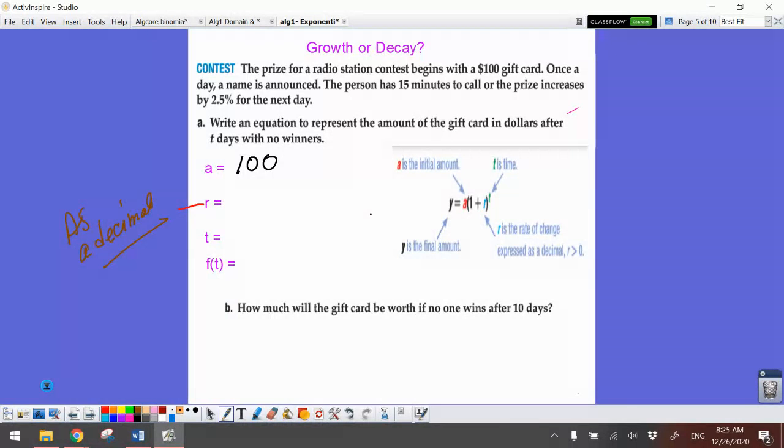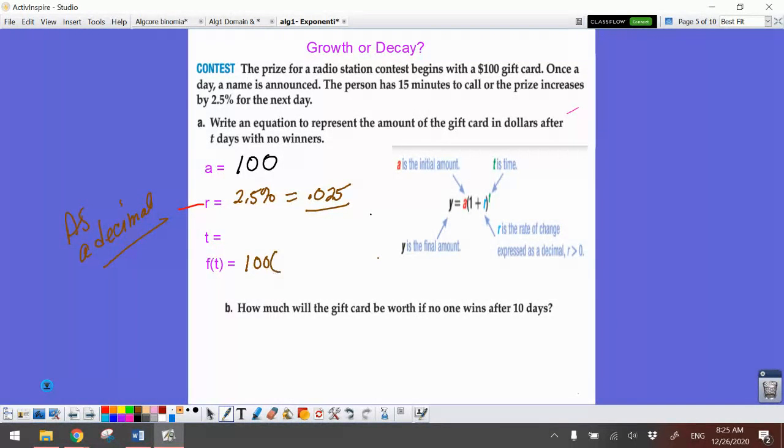Okay, so I actually need to change that percent to a decimal. So 2.5% is actually 0.025. So I need this number as I am going to be moving forward. And so far, I don't know what my t is, so I'm going to have to come back to that. So let's go right and write our function.